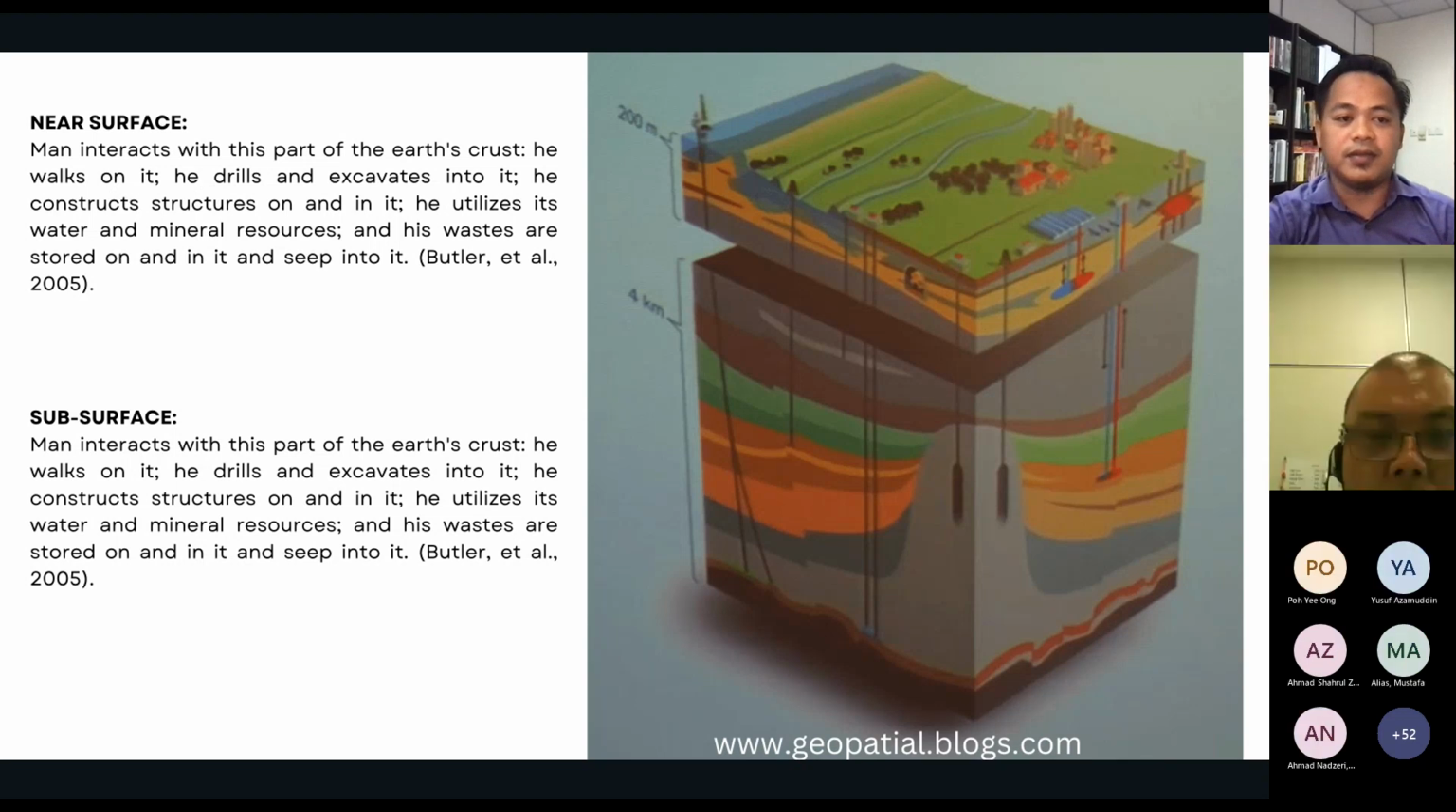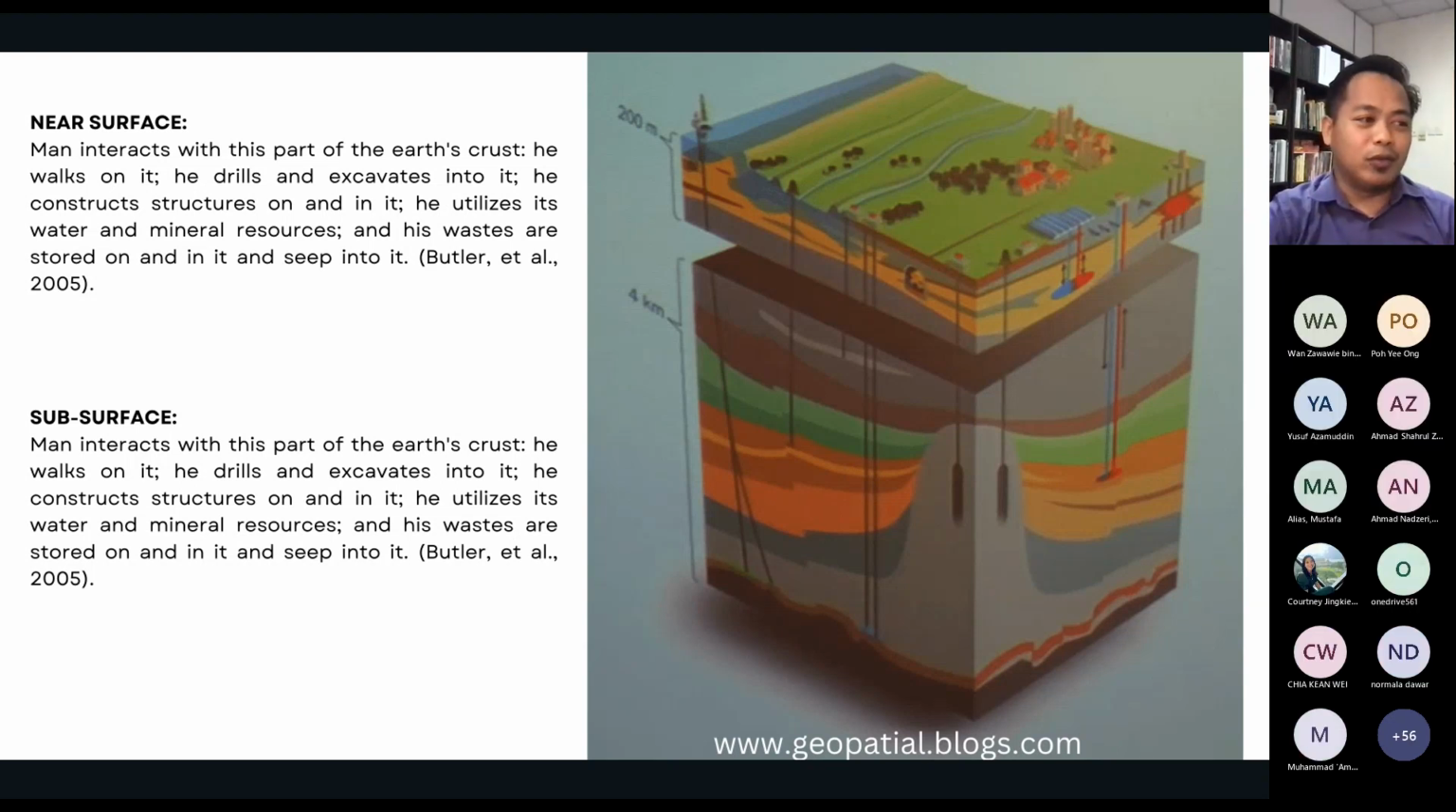So we go to the near surface. Man interacts with this part of the Earth crust. Most likely we live here, and in order to achieve development, or to build a building or any infrastructure that we need, we will explore this layer. So the near surface is really related to us. It's really near to us, while the subsurface could go down a few kilometers.